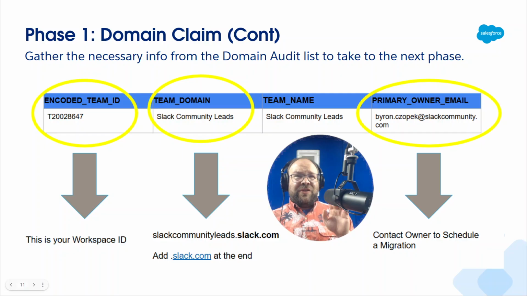You're also going to have what's called the team domain. In this case, it's called Slack Community Leads. So you'll just add .slack.com at the end of that domain.